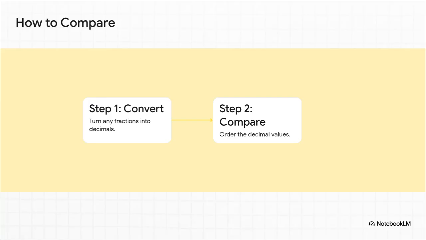And here they are. Step 1, you convert any numbers that aren't already decimals into decimals. And step 2, you compare the results. That's it. So simple. Convert, then compare. Let's see how it works.